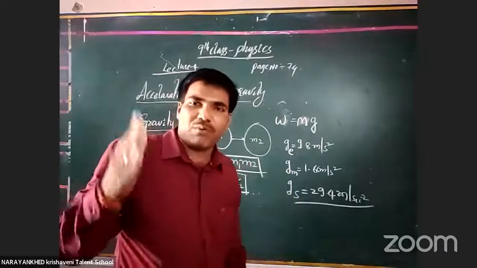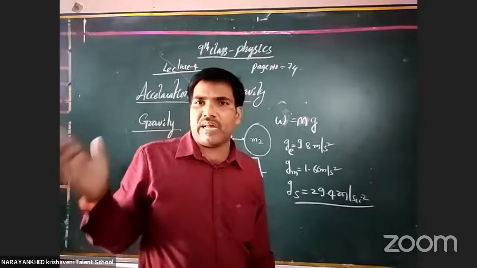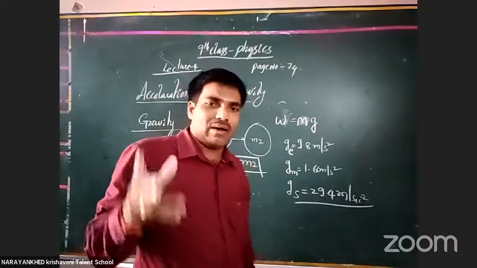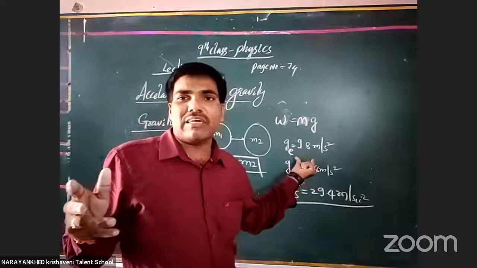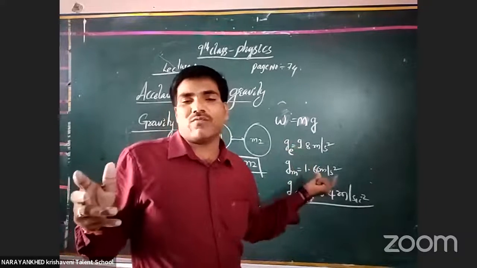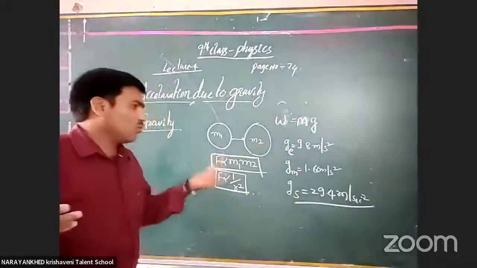Gravity changes from planet to planet. Gravity also changes from position to position on Earth. But normally, universally, what do we take? Acceleration due to gravity on Earth is 9.8 meters per second squared. Now why? Because we have to know this thing.